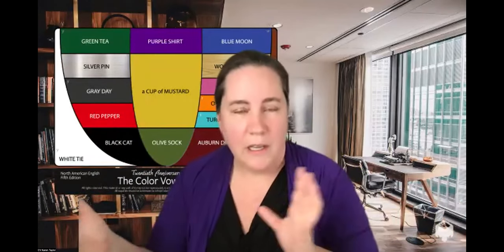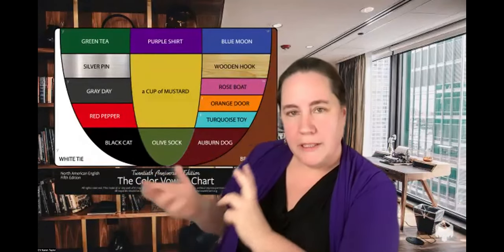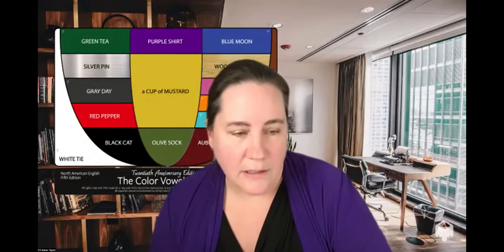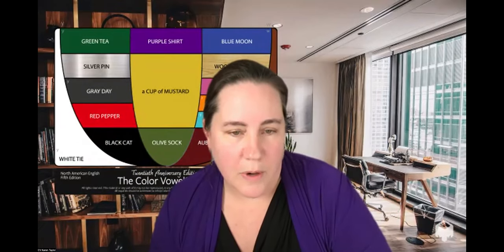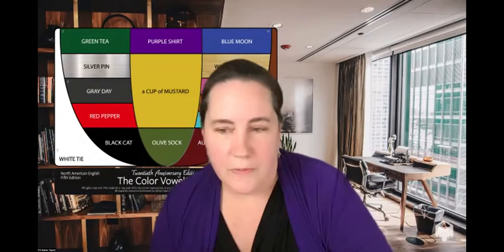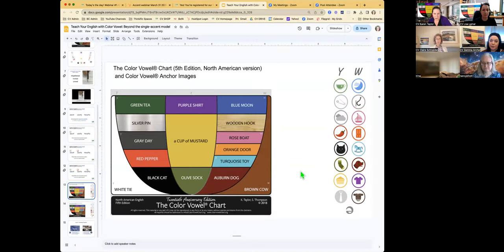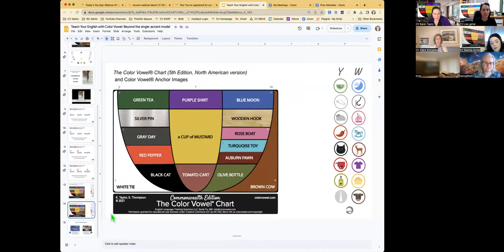Now, part of what led to this webinar was recognizing that we have speakers of English all over the world with accents that don't match up completely. And so today we're spending time with the Commonwealth Color Vowel Chart that looks a little bit different. Right here is the North American chart that I just showed you. Let me share that screen with you. Okay, this is the North American chart and images, as you can see. Next to it, just below, I'll show you, this is the Commonwealth Color Vowel Chart.